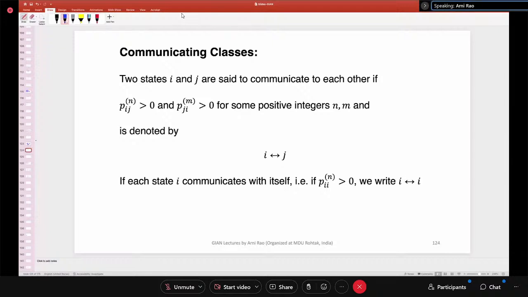Now using recurrent and transient, we define whether each state communicates with the others. Let us understand what we mean by communication. Again I will touch base on the transition matrix that we learned, and then we define the communication of classes, whether two states communicate with each other or not.